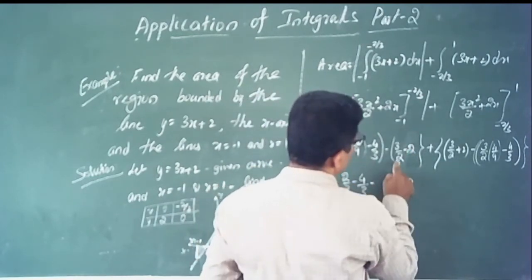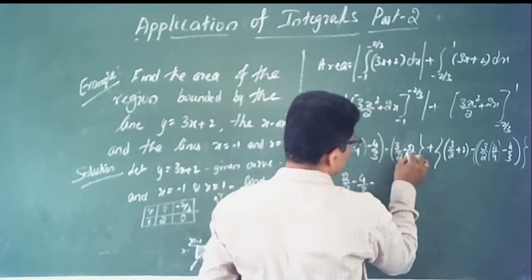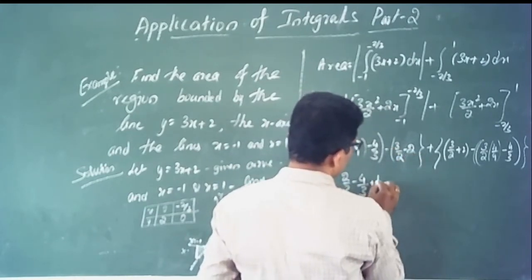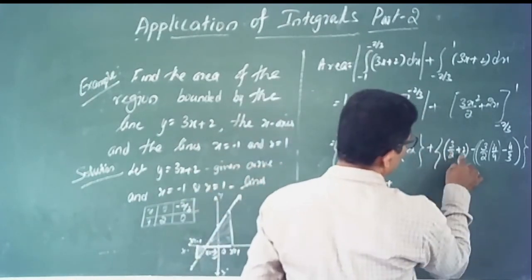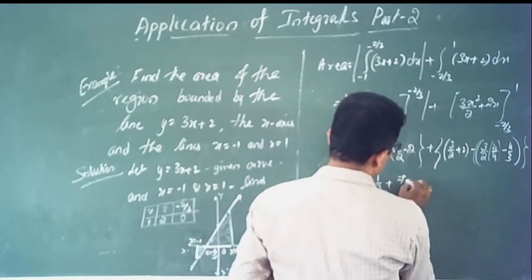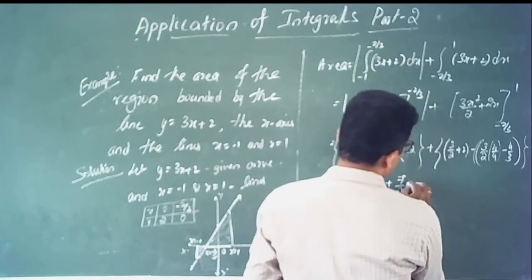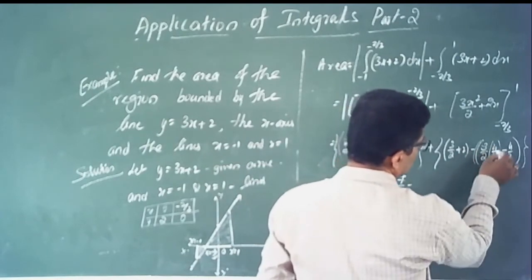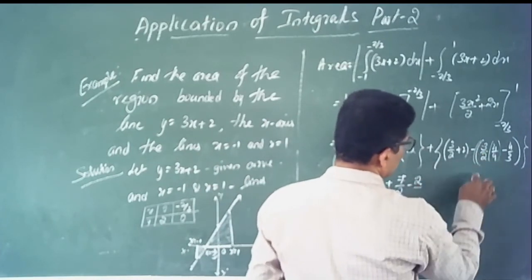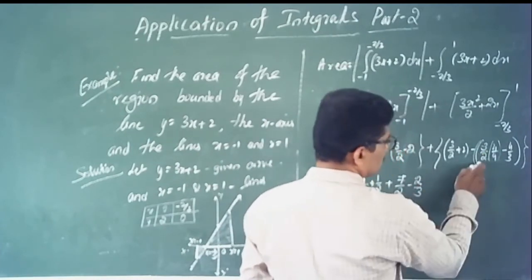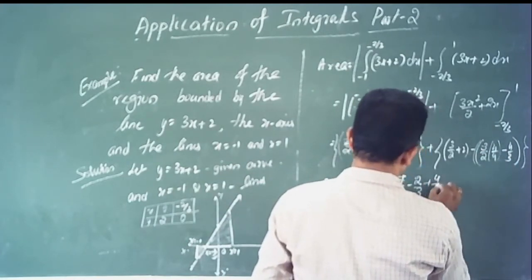Put x equal to... taking 2 as LCM, minus 4 plus 3 means minus 1 by 2, minus minus plus 1 by 2. Plus 3 by 2 plus 2, 4 plus 3, 7 by 2. Here there is a minus sign. 1 3 3 cancel, 1 2 2 cancel, so its value is also minus 2 by 3. It's clear? Outside minus, so minus minus plus 4 by 3.